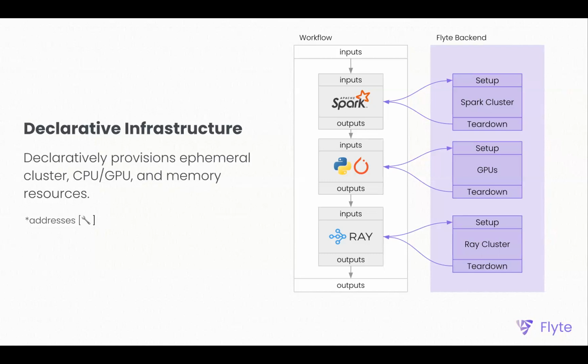is ephemerally spin up a Spark cluster. You do your stuff there, as I mentioned earlier, and then it'll tear it down. And then once it gets to the Ray task, it's going to spin up a Ray cluster, do your computation there, and then spin it down. So this is a huge benefit for essentially cost saving. You're not using more than you need. You're not conflating the dependencies of the different tasks in your pipeline. Say the PyTorch task in the middle uses GPUs.